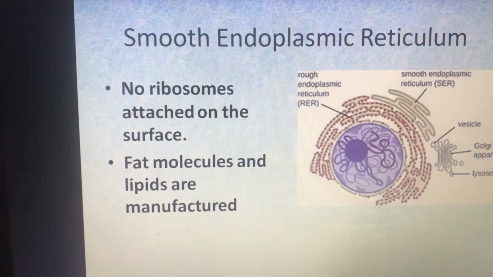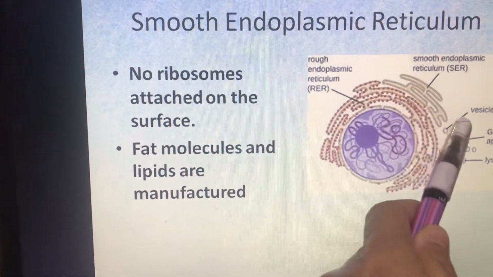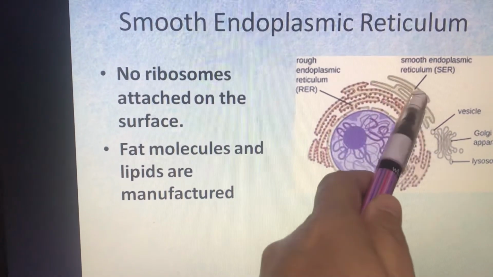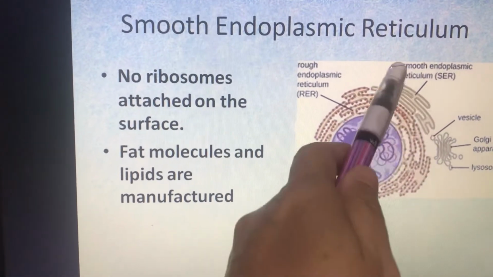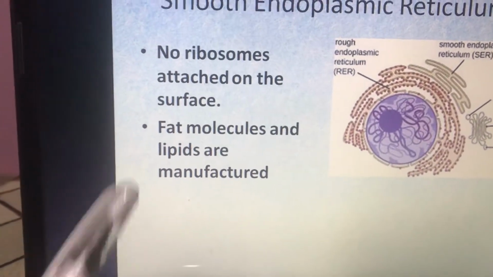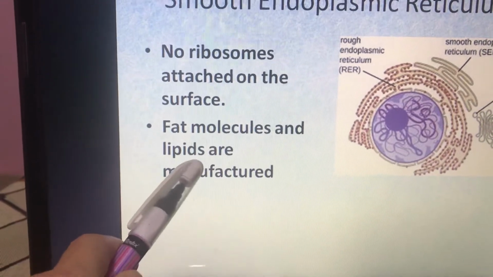Now this one is the smooth endoplasmic reticulum. Here they do not contain ribosomes on their surface, and therefore they appear smooth, and they produce fat molecules, lipids.